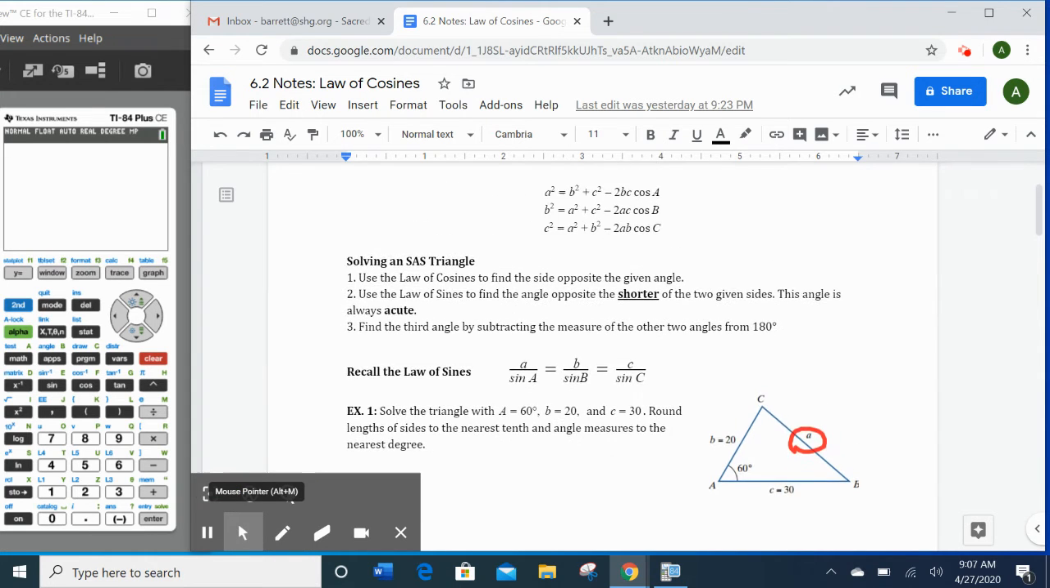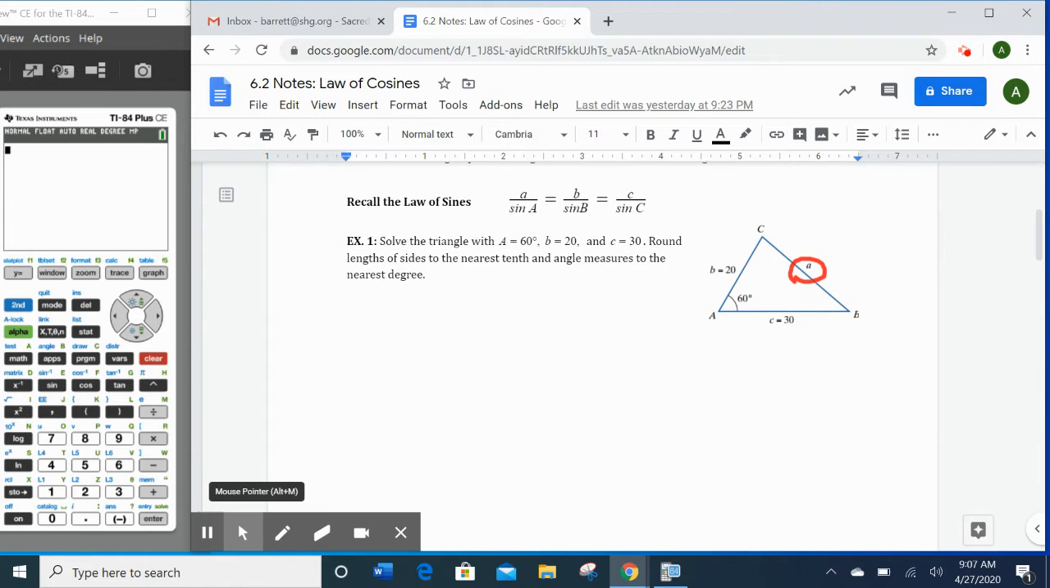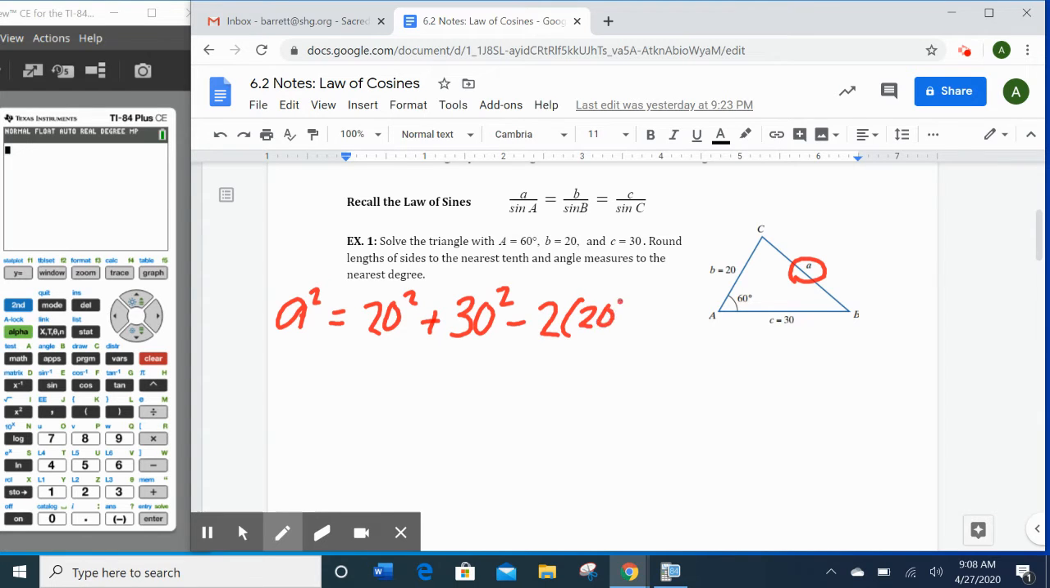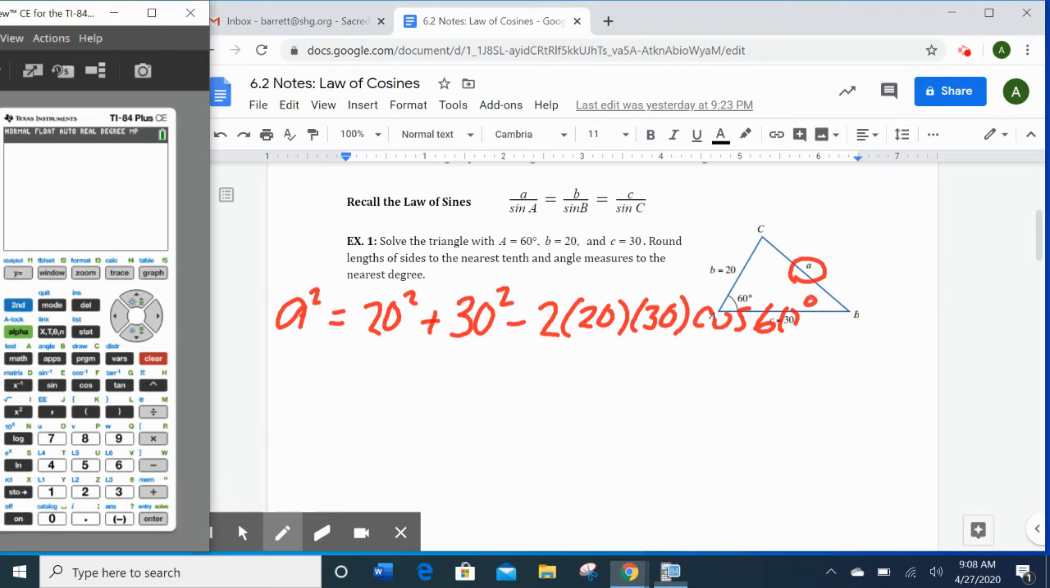And I have these formulas written off to the side, so I'm not going to keep scrolling back up. So I'm going to set up that A squared is equal to B squared, which is 20 squared, plus C squared, which is 30 squared, minus 2 times B, which is 20, times C, which is 30, times the cosine of A, which is 60 degrees. So I'm going to do a lot of calculating over here.